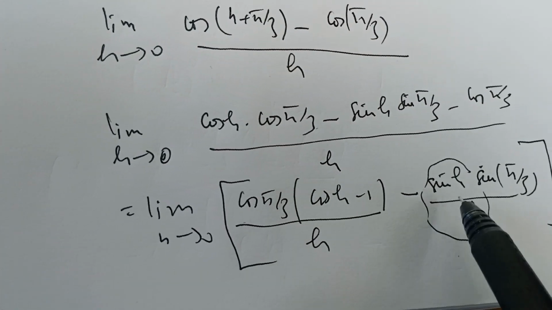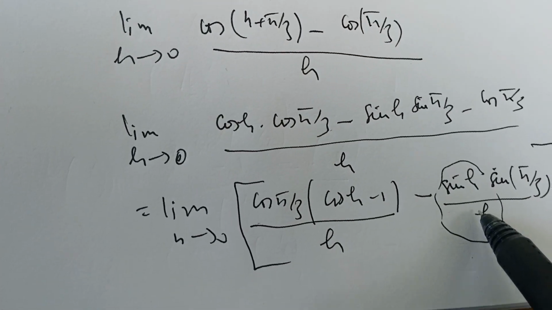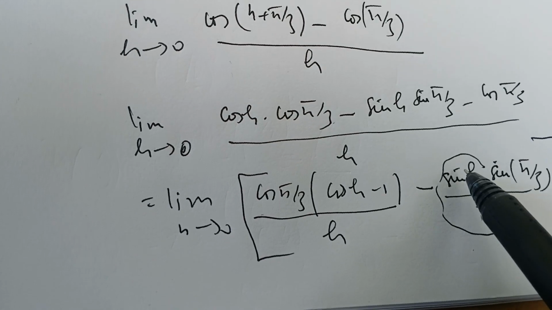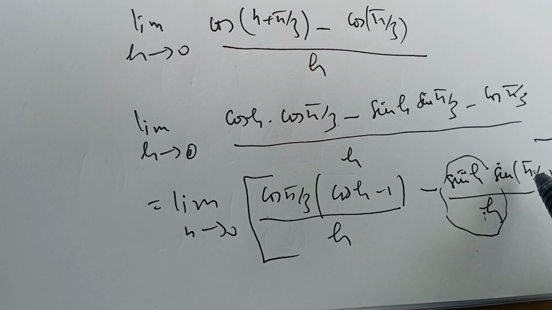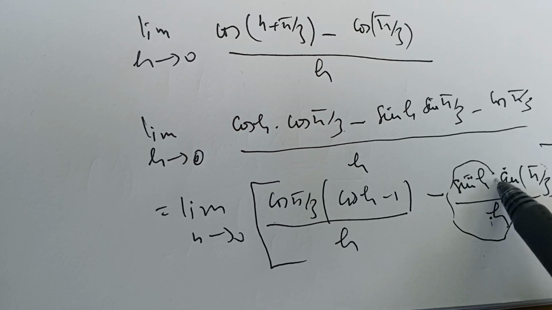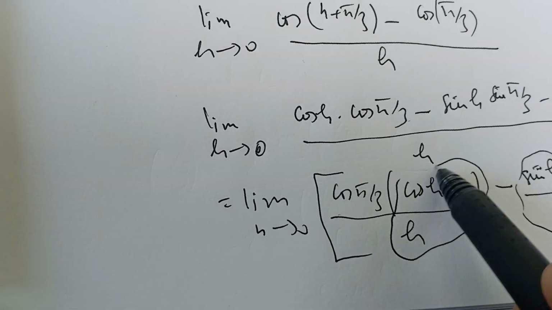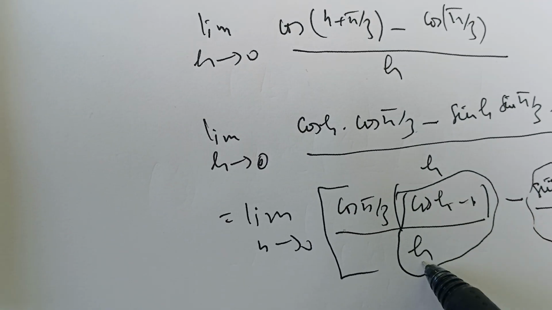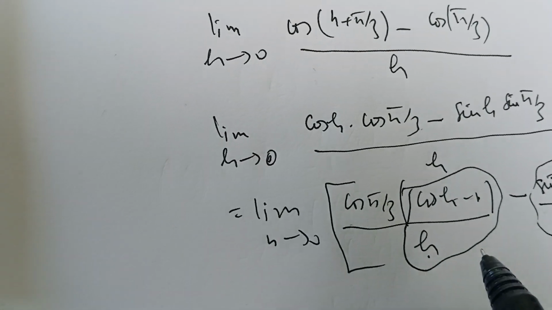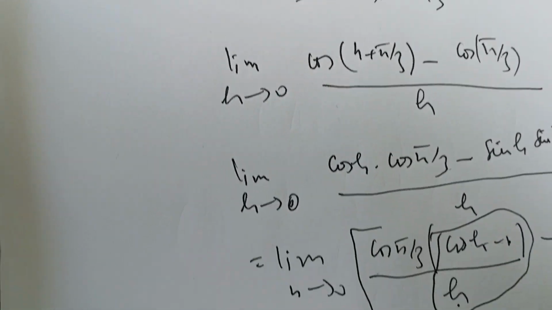Here when h goes to 0, sine h over h is 1, and we are left with just sine pi over 3. The issue is here. What's this limit, cosine h minus 1 over h as h goes to 0? That's what we need to compute. So let's do it here.